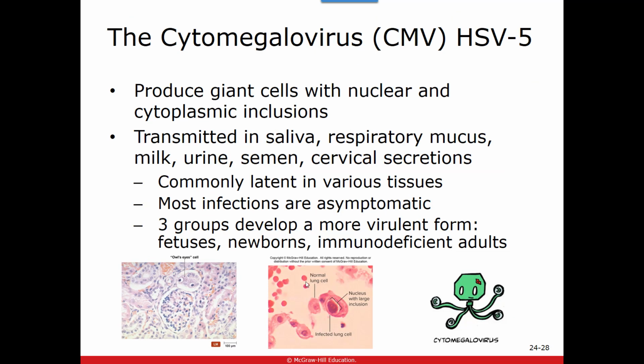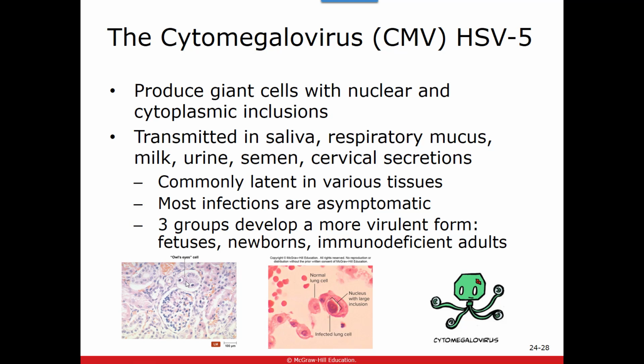Now, the herpes simplex 5 virus, it's known as the cytomegalovirus, which means a virus that makes a cell really big. And so they produce giant cells with these large cytoplasmic inclusions, which usually come in pairs, and they usually stain darker. So a lot of times they produce what is called owl's eye cells, that you have these two dark staining inclusions.